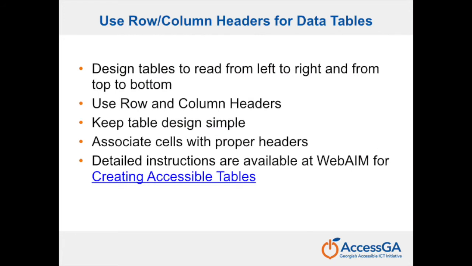Then you also want to use row and column headers for data tables. There's some really good information in your handouts and takeaways. Basically, you design your tables to read from left to right, and you want to use headers on all the rows, all the columns. Keep the table design simple. You want to associate the cells with proper headers. And there are a lot of good detailed instructions, not only in your handouts, but also a wonderful site that we love, and there's a hyperlink in the presentation at WebAIM for creating accessible tables.